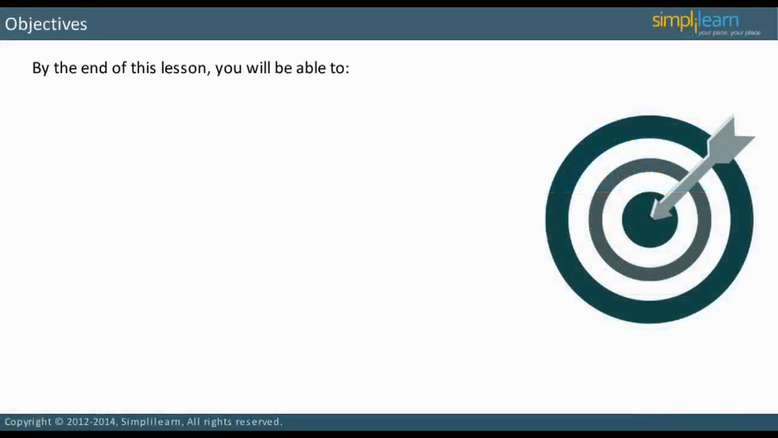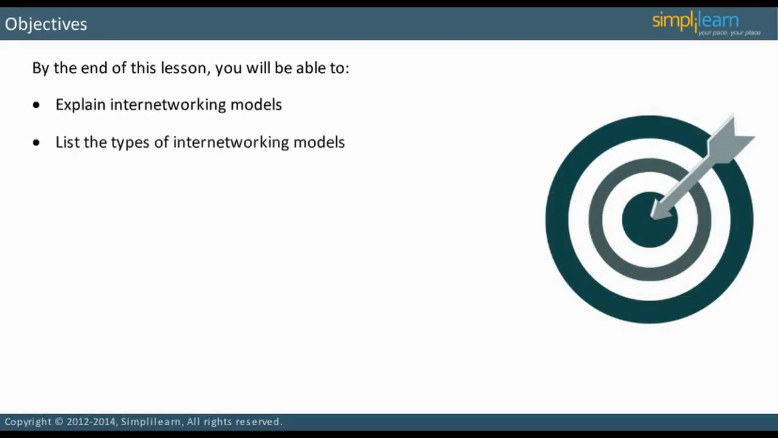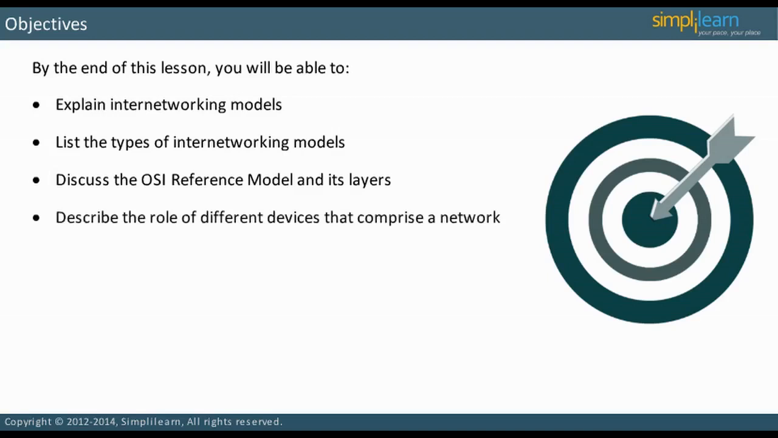By the end of this lesson, you will be able to explain internetworking models, list the types of internetworking models, discuss the OSI reference model and its layers, and describe the role of different devices that comprise a network. Let us start by discussing what comprises a network.